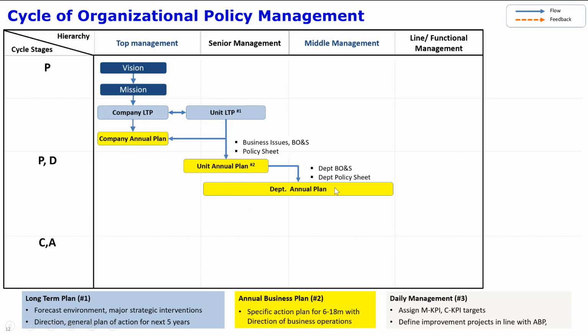From the departmental level annual plans, the daily management takes over, and the daily management essentially is managing KPIs and check KPIs with their targets and the improvement projects.